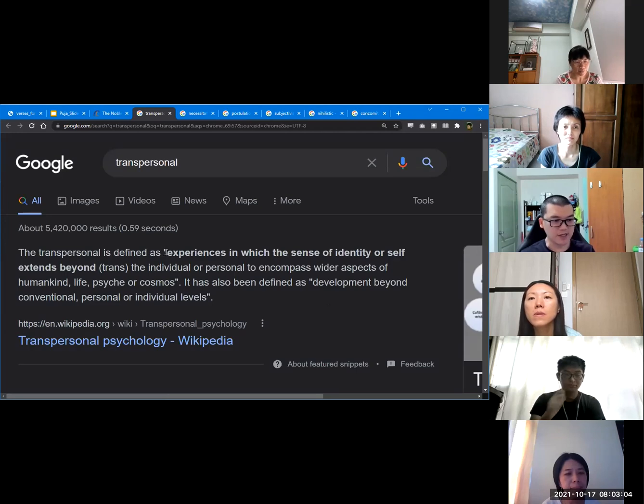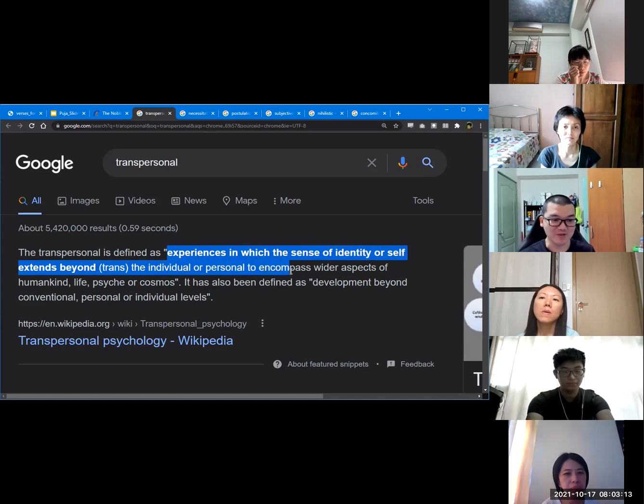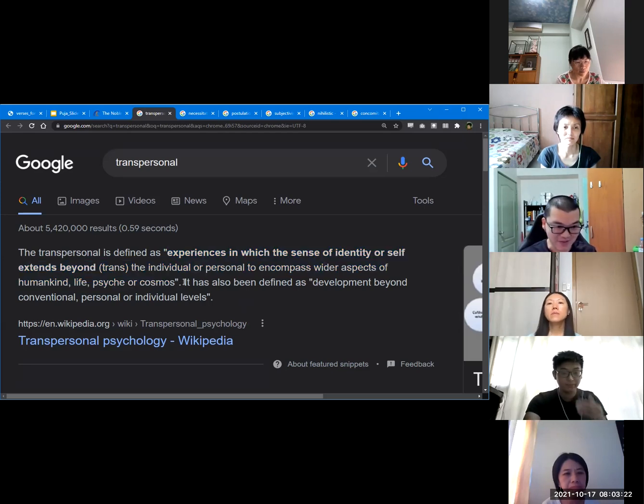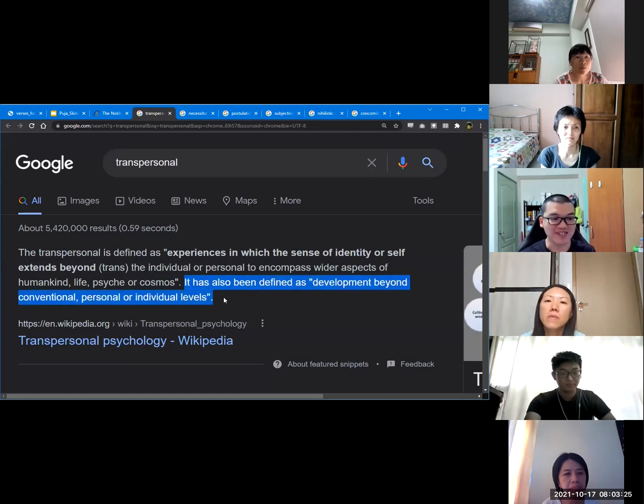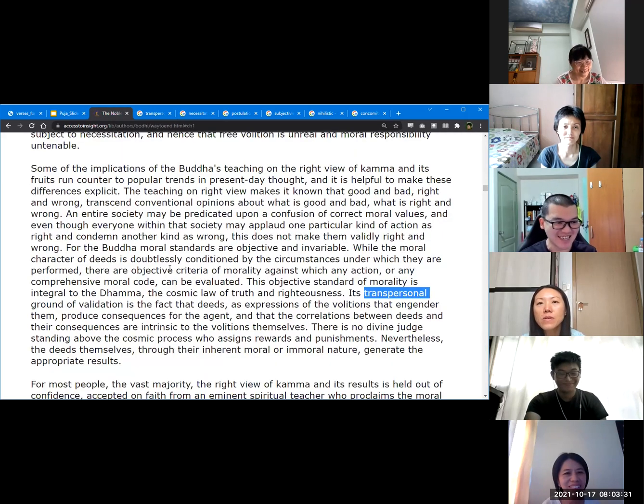Okay, the transpersonal is defined as experiences in which the sense of identity or self extends beyond the individual or personal to encompass wider aspects of humankind, life, psyche, or cosmos. It has also been defined as development beyond conventional personal or individual levels. Such a big word. So in this context, it's transpersonal ground of validation. Any other big words here?